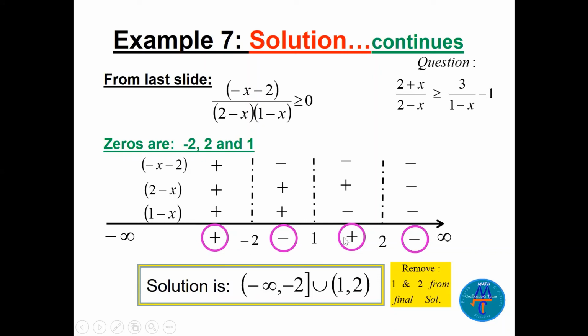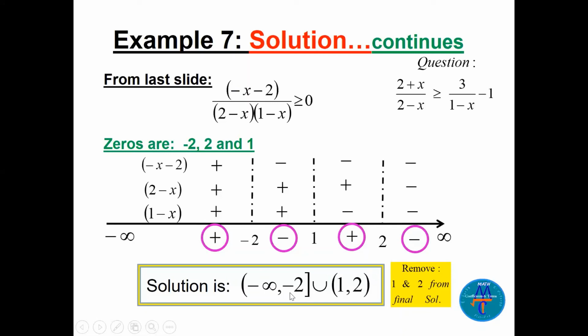That's a plus. Another plus here, 1 to 2. Remember here, it should be all closed because we have equal. But remember, remove 1 and 2. Why 1 and 2? Each one will make the denominator 0 here. See, 1 will make it 0, 2 will make it 0. So we remove it, we make it open, open.